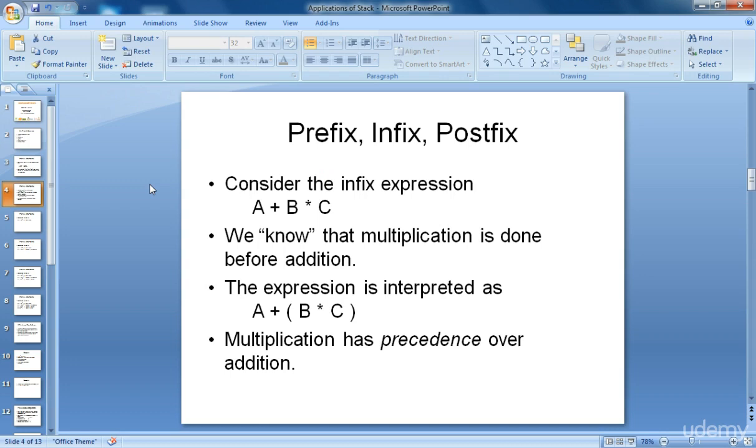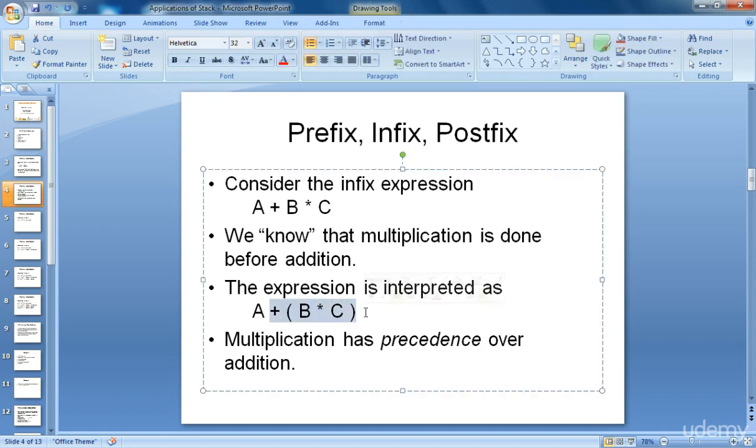Now consider the infix expression, which is a plus b multiplied by c. As we know that the multiplication is done before addition, so if we write it in this format, like a plus bracket start b multiply c bracket close. This is the same as writing this one, but this is more expressive. This is more readable and easy to understand, right?